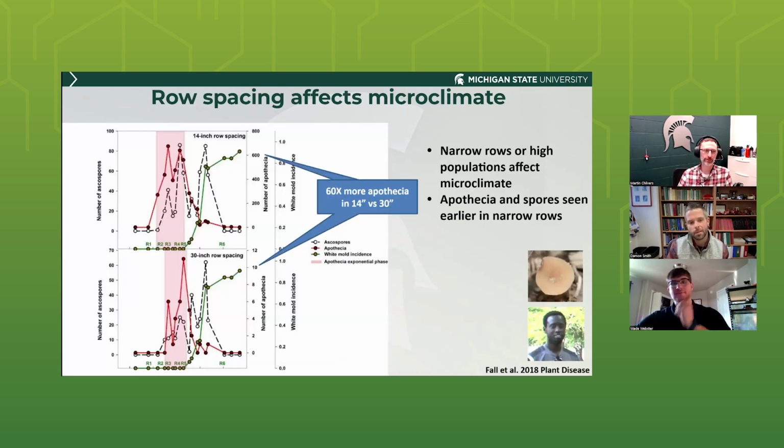Next slide, Wade. Thanks, mate. So this was some work looking at the effects of row spacing, looking essentially at 30-inch versus 15 or 14-inch row spacing and how that might drive white mold development.